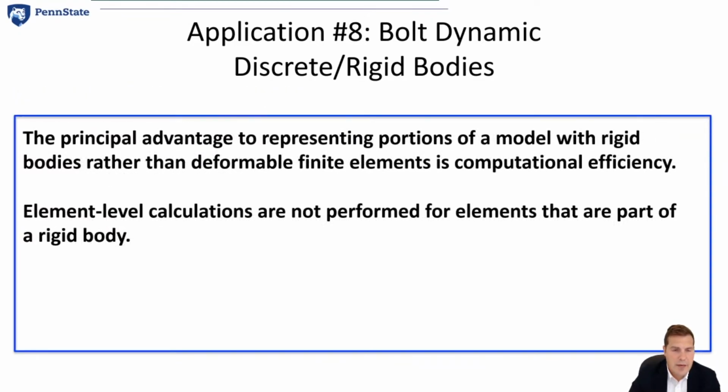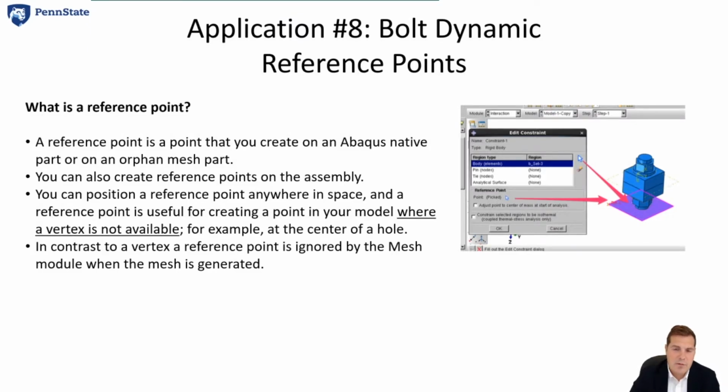So again, the principal advantage to representing portions of the model with rigid bodies rather than deformable elements is computational efficiency. It's very fast because you're not solving for deformations or displacements with respect to each other within the part. One of the things we use to define the rigid body is a reference point. And it's a point that you can create in Abaqus, kind of in the same style of how we did partitions and datum points and datum planes, datum axes last time. So it's kind of a similar thing as that. It can be attached to a native geometry.